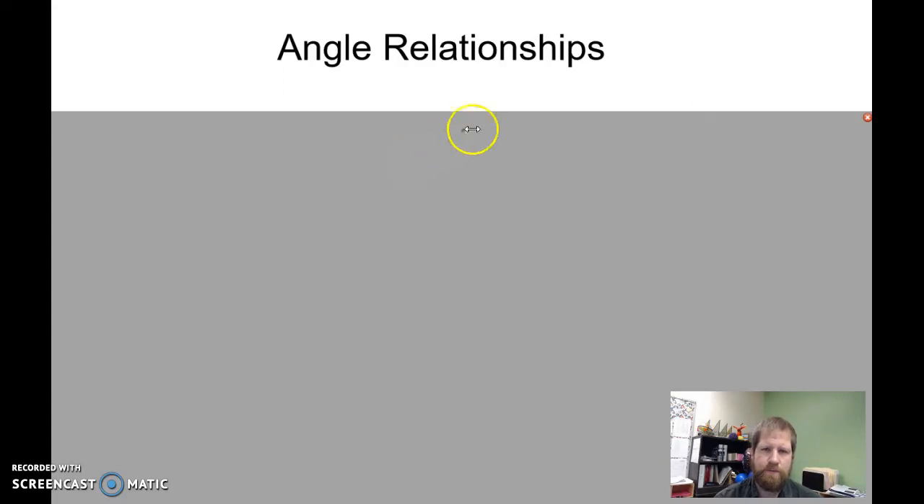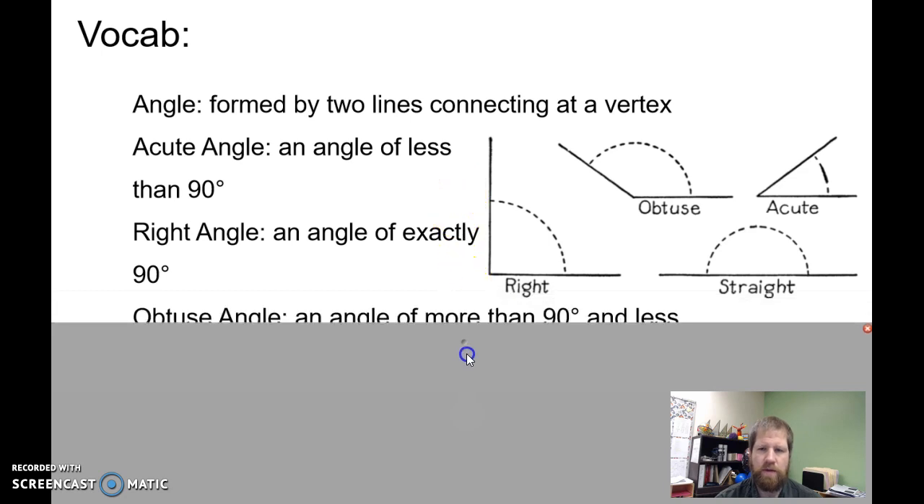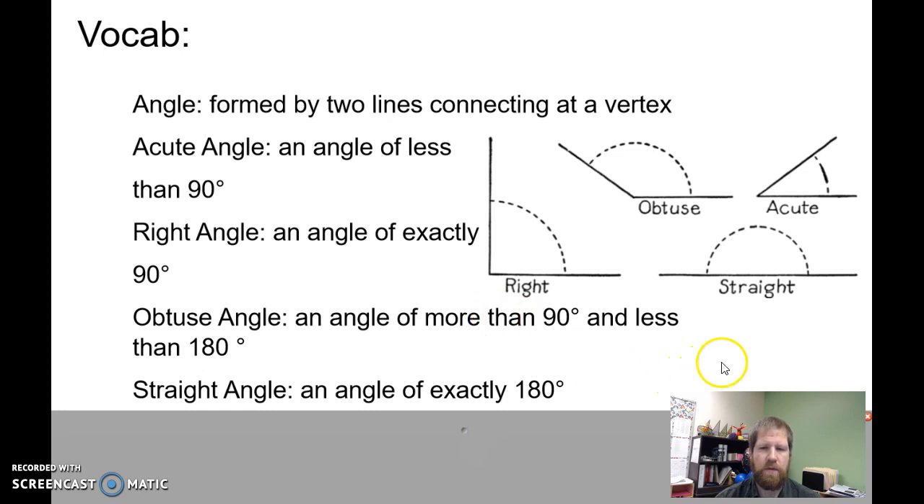Angle relationships. So there's a number of vocabulary terms with this lesson, but most of them should be terms you're either familiar with or terms that are fairly straightforward. First one is angle, and that is formed by two lines or two rays where they come together. So it'll be one line, the vertex, and then the other line. And the angle is formed between the two where they meet.